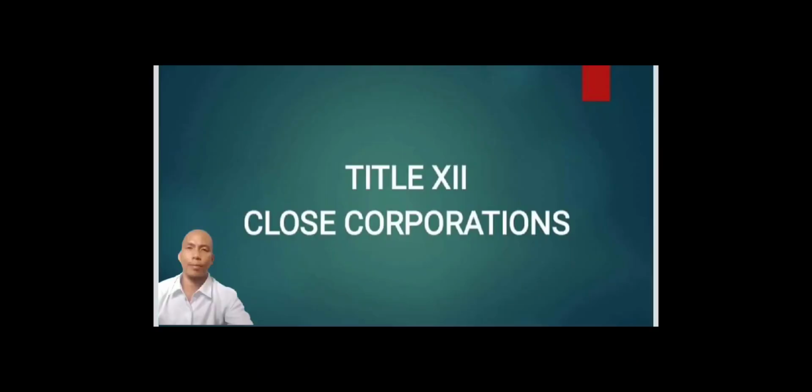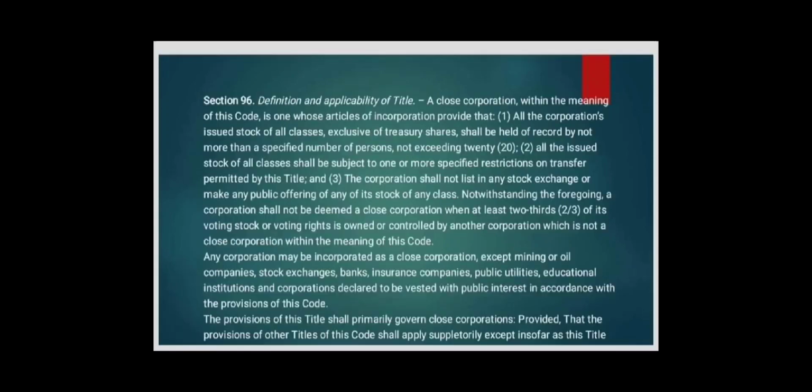Title number 12. Closed Corporation. A closed corporation is a corporation in which the stock is held in a few hands or in a few families and the stock is not at all or only rarely dealt in buying and selling. Section 96. Definition and applicability of title. Within the meaning of the Corporation Code, it is one whose articles of incorporation provide the following.